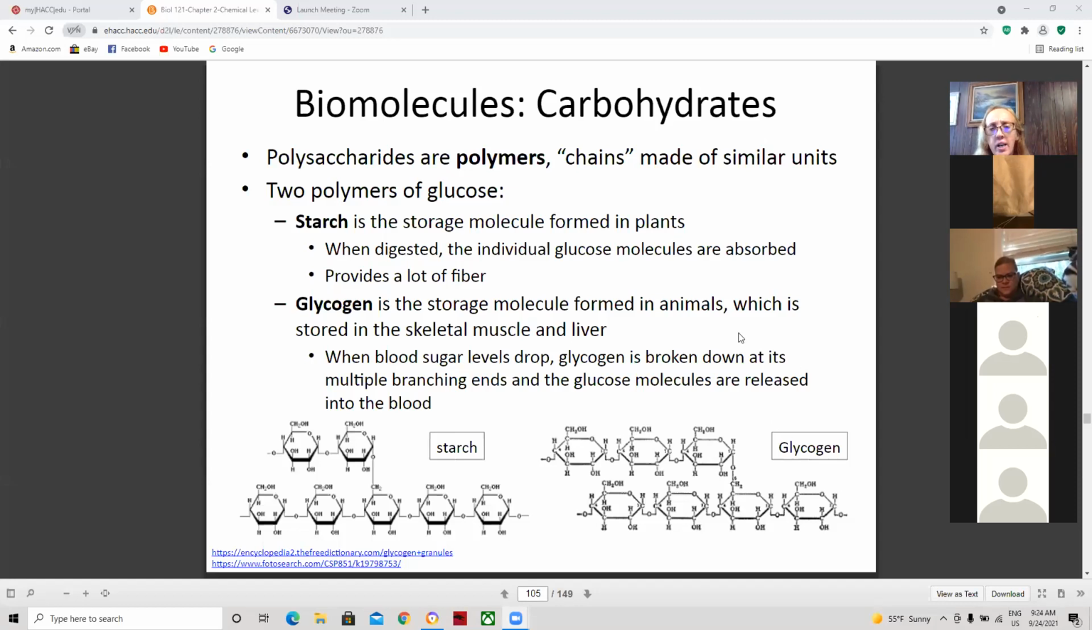So glycogen is a storage molecule for glucose. It's in the skeletal muscle and in the liver. When the blood sugar levels drop, glycogen is broken down and the glucose molecules are released into the blood.